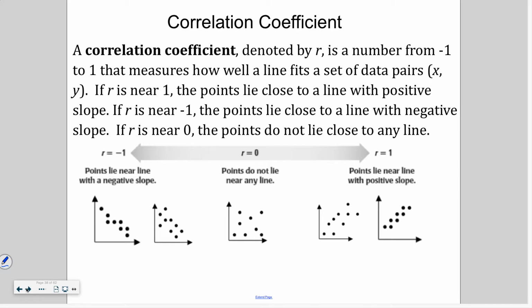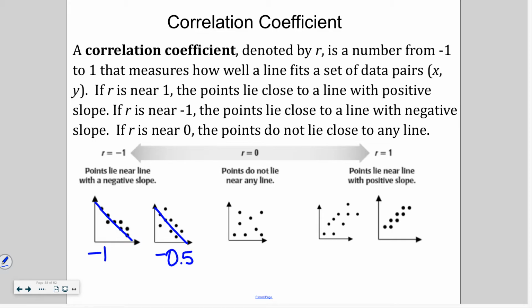So, if I look at this first one, it is going downhill, so it's a negative. And if I look at that line, those dots are very close together, so it would be a 1. If I look at the next one, they're going downhill, so it's still a negative. But they're not that close to the line. They are making a line, but they're a little bit more spread out. So that's a 0.5.